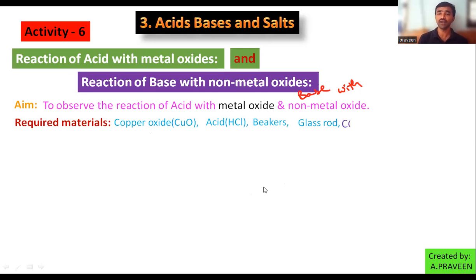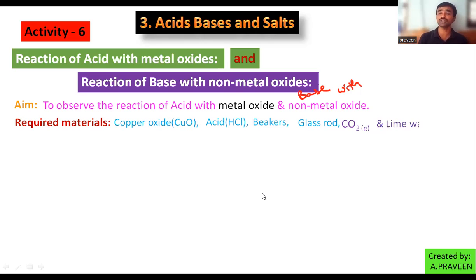The next thing I need is a gas, carbon dioxide. Why? Carbon dioxide is acidic in nature. So the next reaction is with a non-metal oxide. Carbon dioxide is a non-metal oxide, since carbon is a non-metal.